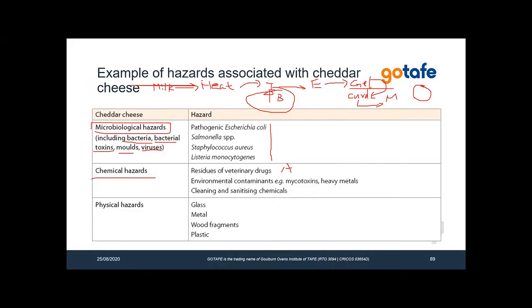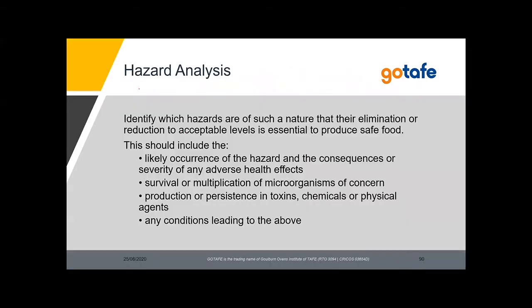So once we have found out what the potential hazards are, the next step would be to do a hazard analysis. This is going to identify which hazards are of such a nature that their elimination or reduction to an acceptable level is essential to produce a safe food. How do we do that? This should include the likely occurrence of the hazard and the severity of its consequence, the survival and multiplication of microorganisms of concern, the production or persistence of toxins, chemicals, or physical agents, and the last one would be any conditions leading to the above.